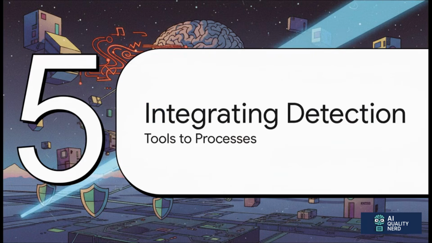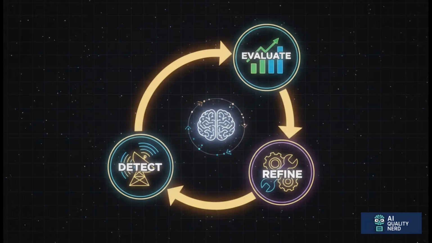Okay, so you've picked your tool, you're ready to go. But here's the thing. A tool is just a tool. The real win, the real value, comes from weaving it into how your team actually works every single day. What you're really trying to build here is a feedback loop. This isn't about one-and-done fixes. It's about creating a living system that is constantly on the lookout for issues, helps you evaluate them, and then feeds those learnings right back into making the AI better. It's a cycle of constant improvement.